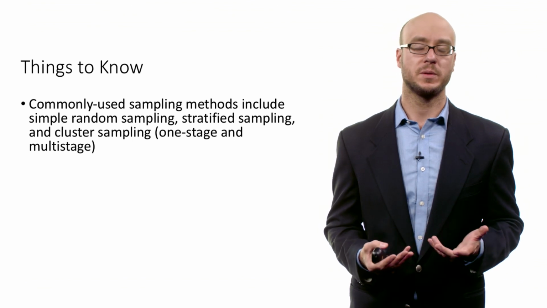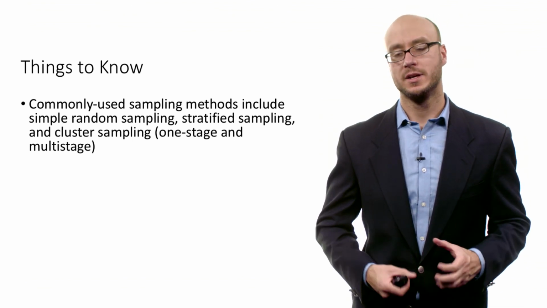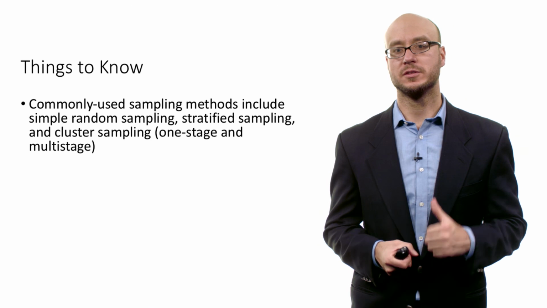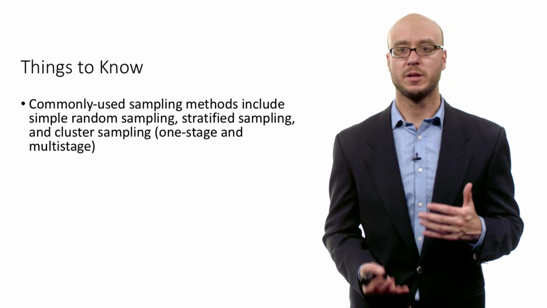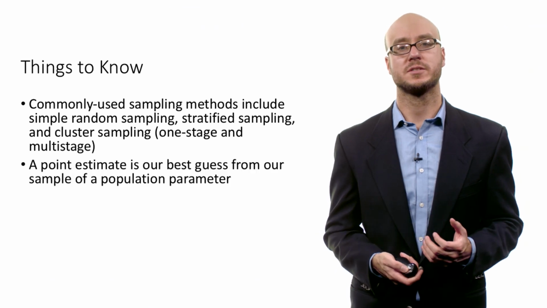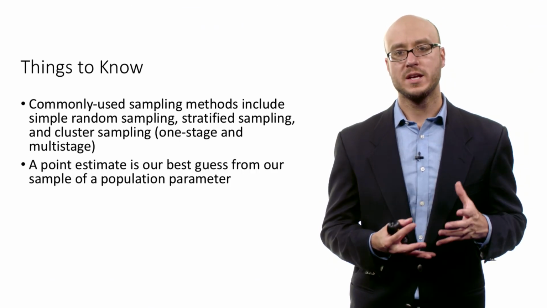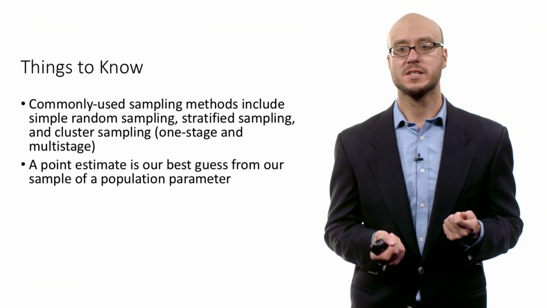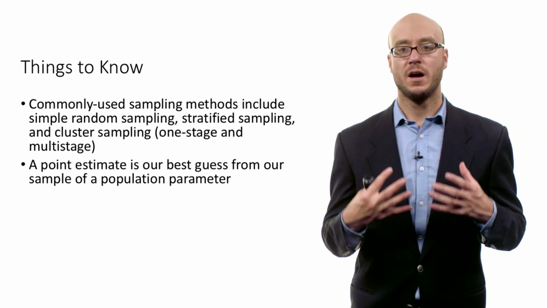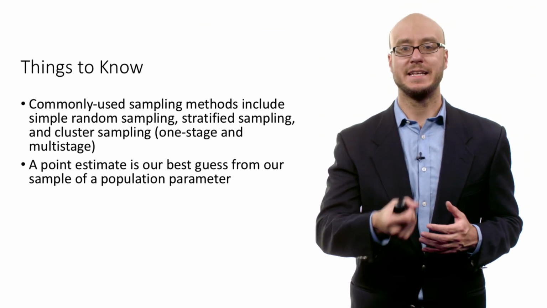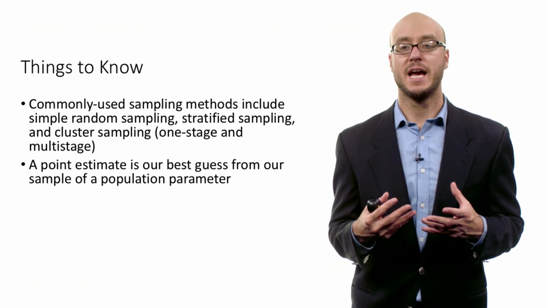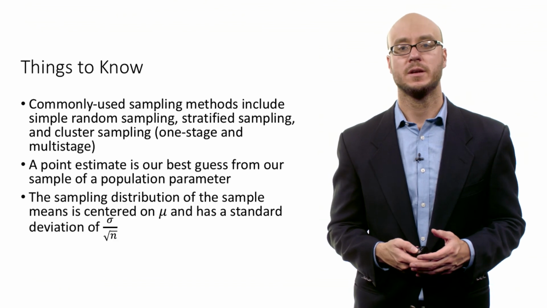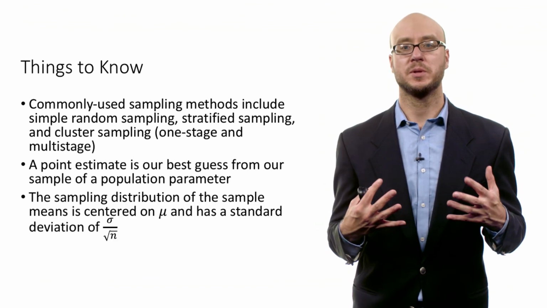There are a couple things to know about our discussion of sampling procedures and the sampling distribution. Some of the commonly used sampling methods include simple random sampling, stratified sampling, and cluster sampling, and we looked at both one-stage and multi-stage cluster sampling techniques. A point estimate is simply our single best guess, without additional information, of a population parameter. So when we collect a sample average from a simple random sample, that's our single best guess for the population mean. Then we also covered the sampling distribution.